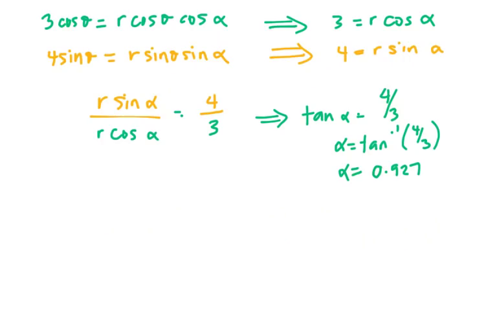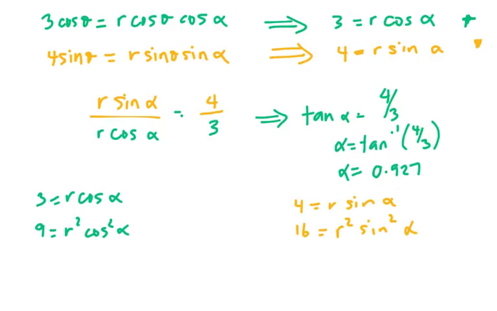Also, if we're going back to this point here, if 3 is equal to r cos alpha, then we can square both sides. So that will give us 9 is equal to r squared cos squared alpha. And we're going to do the same thing for this. If 4 is equal to r sin alpha, we can square both sides. That's going to give us 16 is equal to r squared sin squared alpha. And now we can add both of these together to get 9 plus 16 is equal to r squared cos squared alpha plus r squared sin squared alpha.